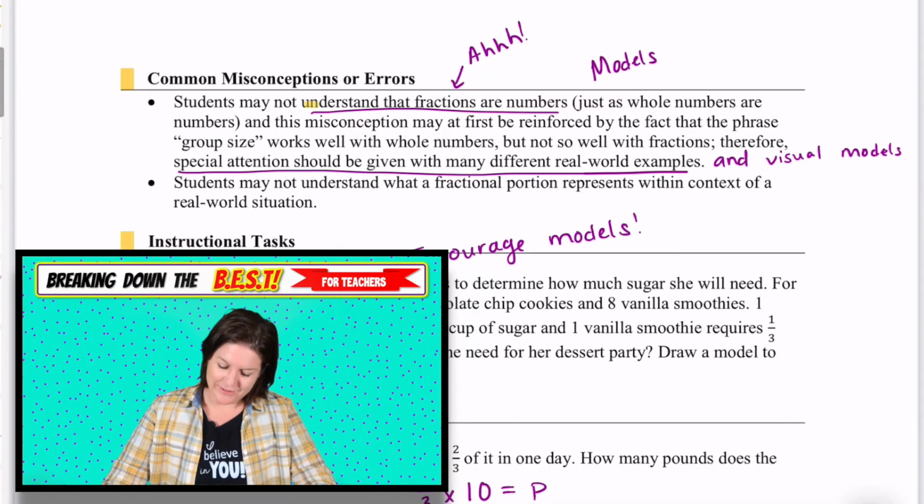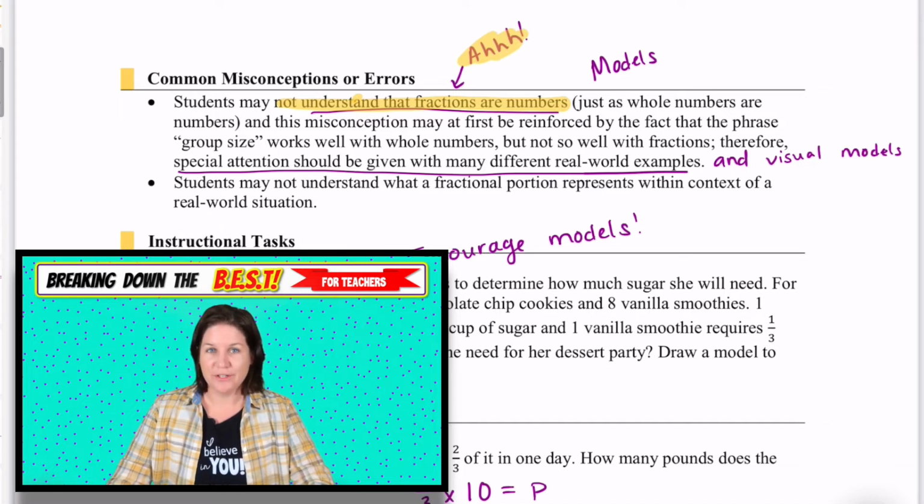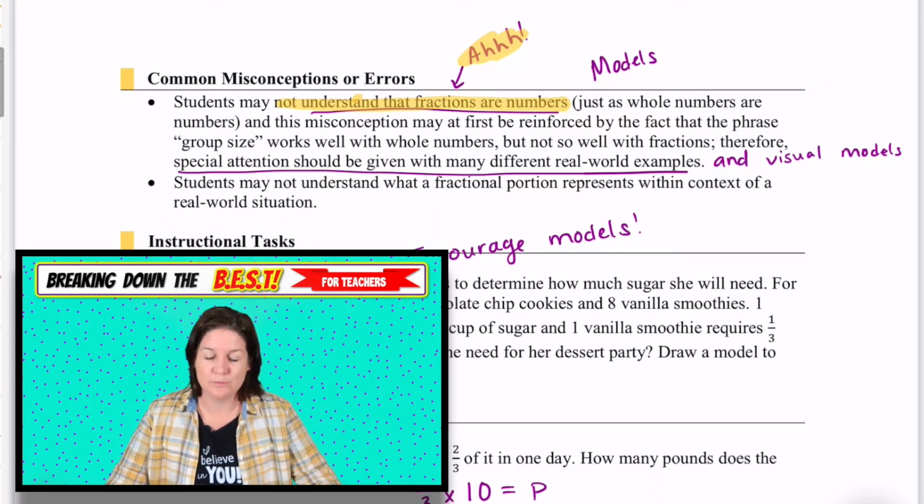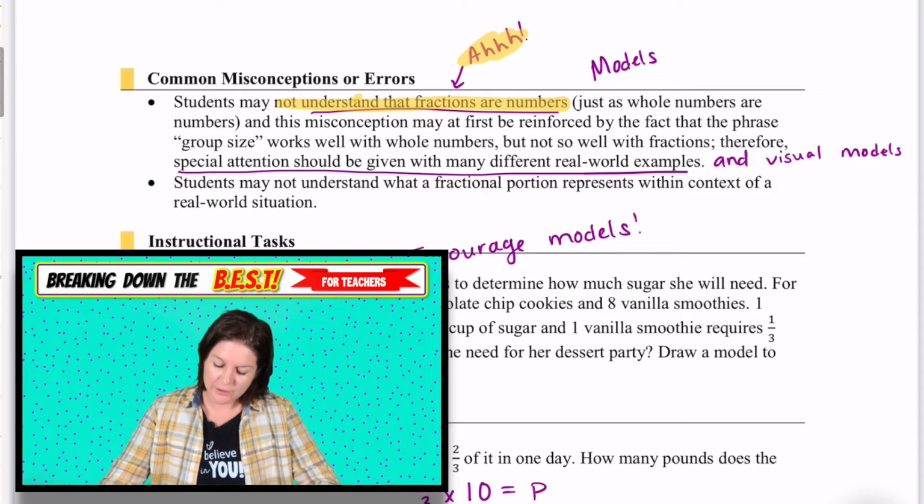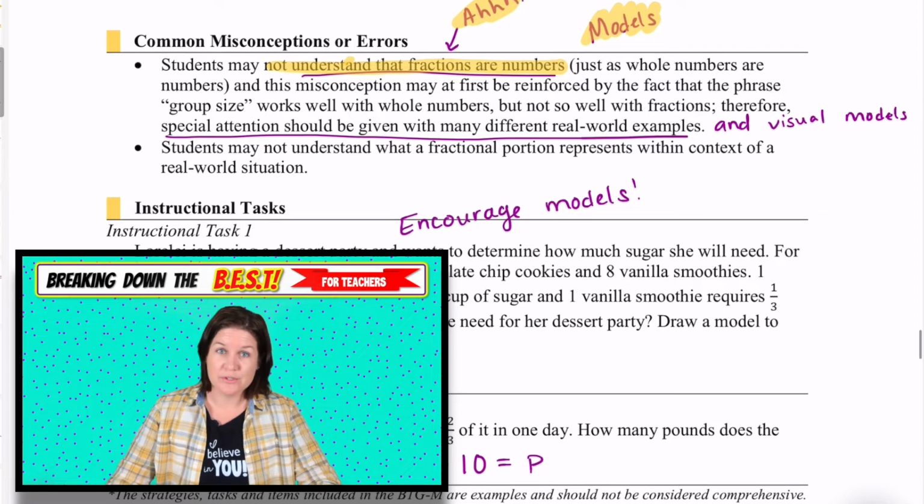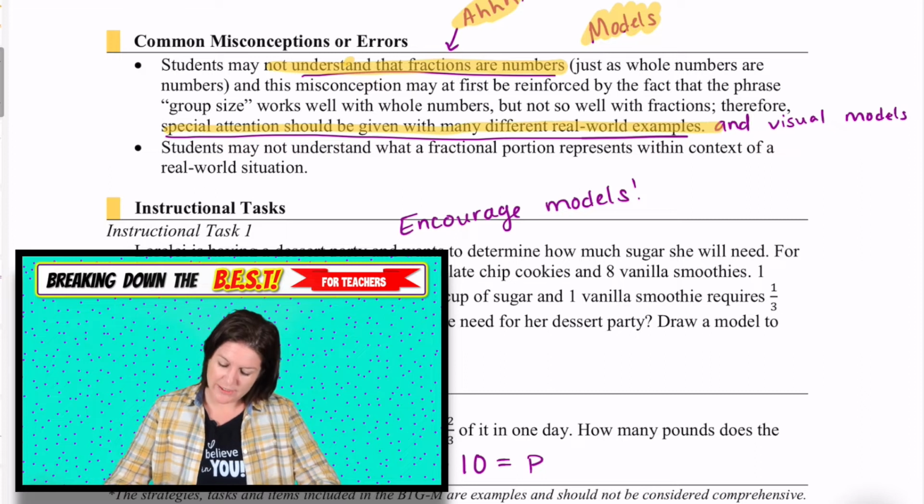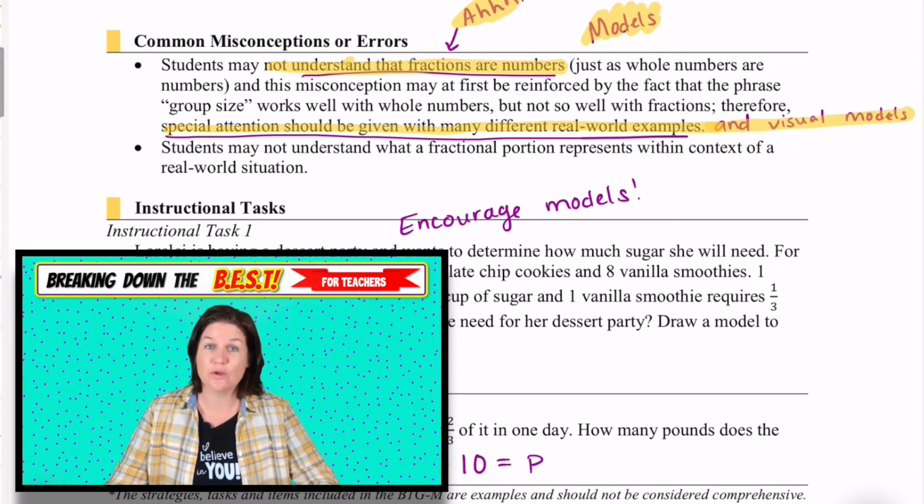I love this. It says, for misconceptions and errors, that students may not understand that fractions are numbers. And I wrote, a lot of students get really tripped up with fractions, I know I did as a student too. I was like, oh, not fractions and not decimals. I didn't even think that they were really numbers. To me, it was just more work involved as a student. But really, it's pretty fun when you have the models and they're just numbers. They're parts of numbers. So make sure we give special attention with many different real-world problems and using those visual models.